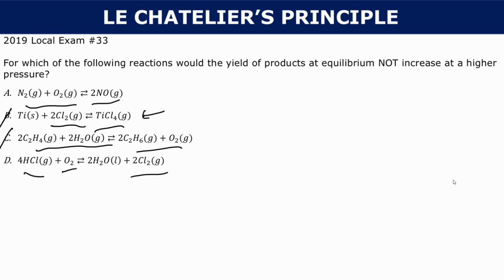So the only thing that we're really left with is our ambiguous case from before, where we have two gaseous on the left-hand side and two gaseous on the right-hand side. And so that would actually be the right answer in this case. So our answer is, in fact, A.